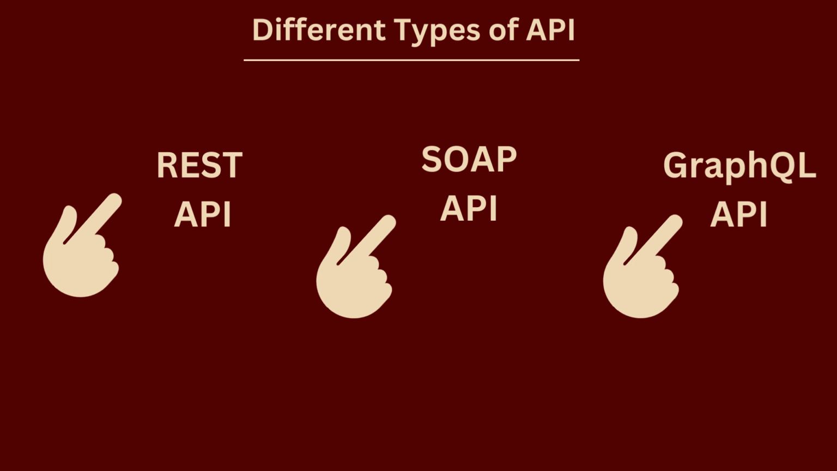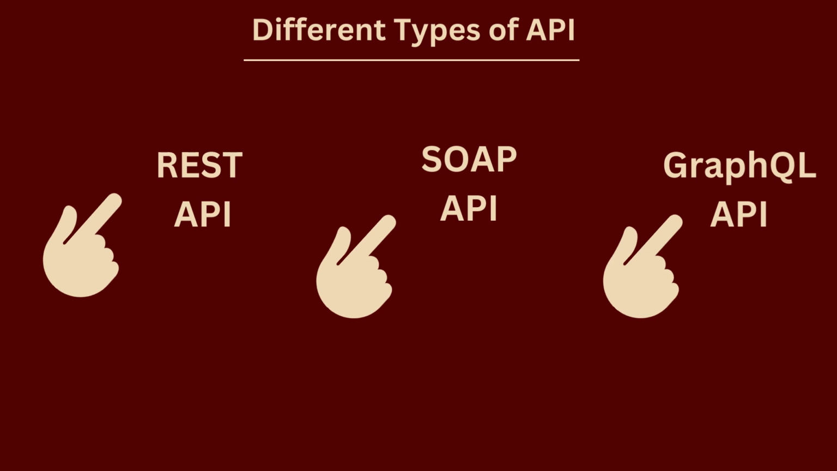There are several types of APIs, each with its own purpose and design. Here are the most common types of APIs. First one is REST API. A REST or Representational State Transfer API is a type of web service that is based on HTTP protocols. It's designed to allow communication between systems over the internet using HTTP methods such as GET, POST, PUT, and DELETE. REST APIs typically use JSON or XML as the data format for requests and responses.